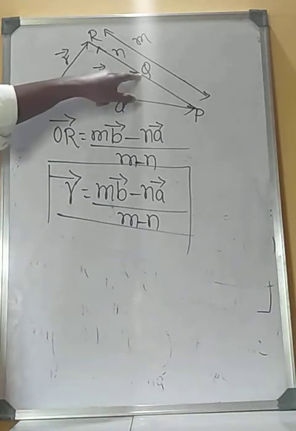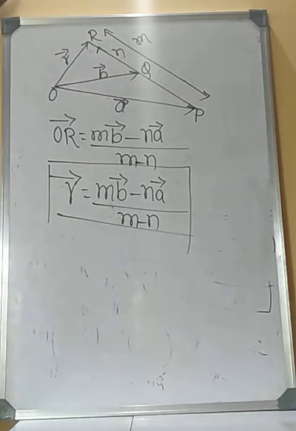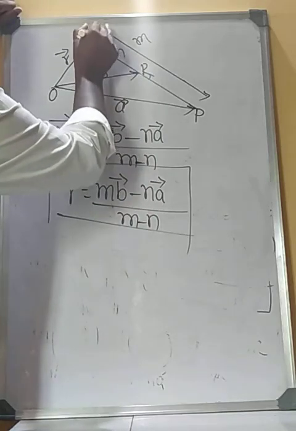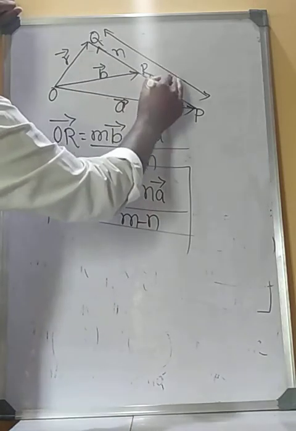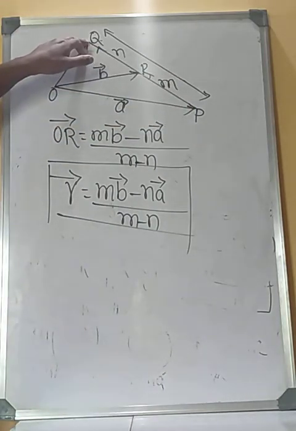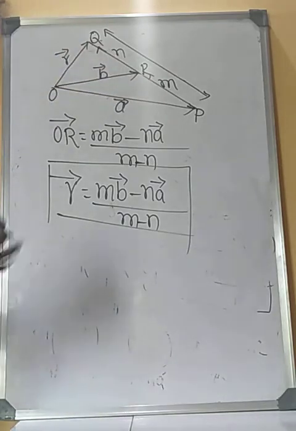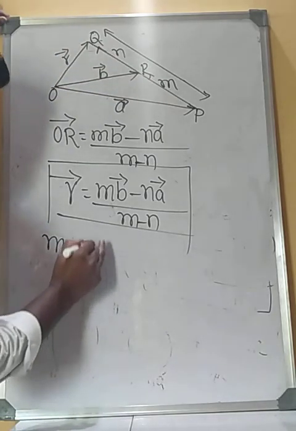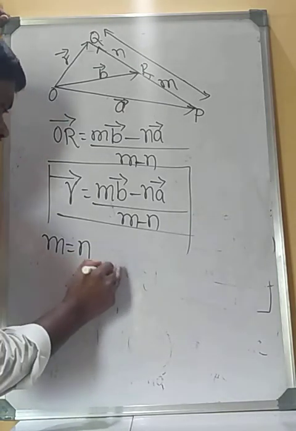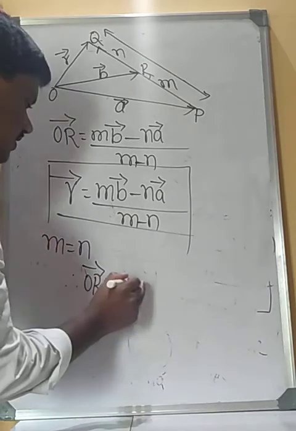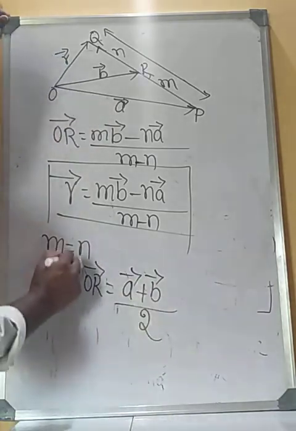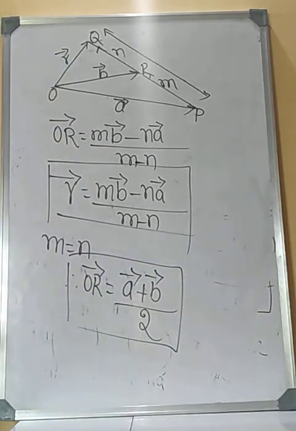Here, if R is the midpoint of the line segment PQ, then m is equal to n. Therefore, OR vector is equal to vector A plus vector B dividing by 2. This is the midpoint formula.